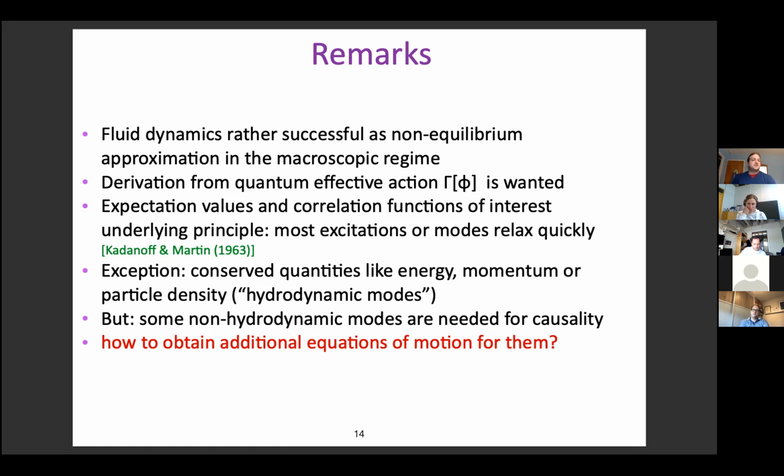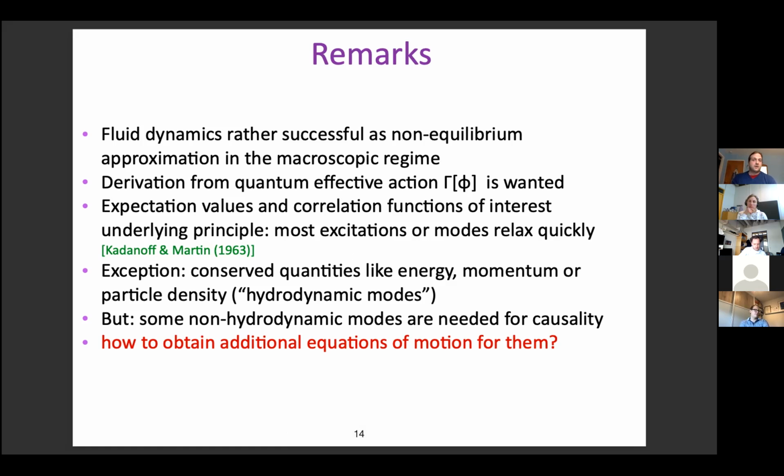The general principle was already explained, but the first point I made, from the Martin point of view, is that most excitations really don't matter. Only the really, really slow ones should matter in this type of evolution. The super crazy frequencies of the quantum evolution mostly average out, and the important ones are the conserved ones, like energy, momentum and particle density. These are generally called hydrodynamic modes. But I also showed before that, for simple relativistic invariance requirements, one needs to introduce some non-hydrodynamic modes into the description.